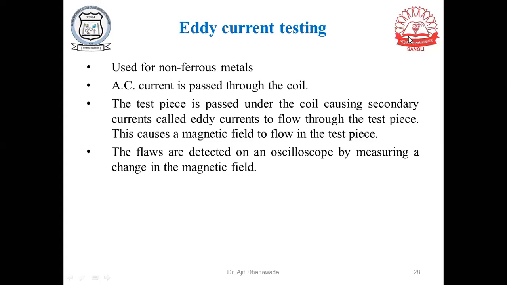And the specimen on which you are going to carry out the test is passed through that coil. Now while you keep that specimen inside the coil, secondary currents, which are usually called eddy currents, start to flow through that specimen. As eddy currents are induced in the process, definitely a magnetic field starts flowing in the specimen. So to this whole system, an oscilloscope is attached, and that oscilloscope will measure the magnetic field. If there is any flaw, if there is any change in the magnetic field, that will be detected by that oscilloscope.